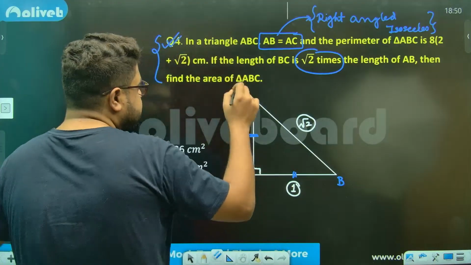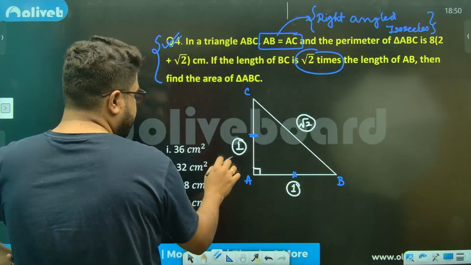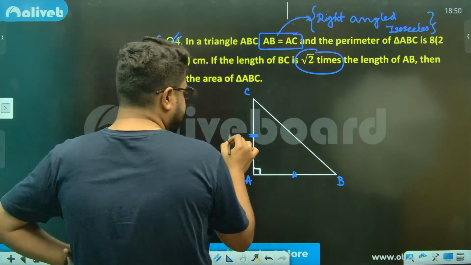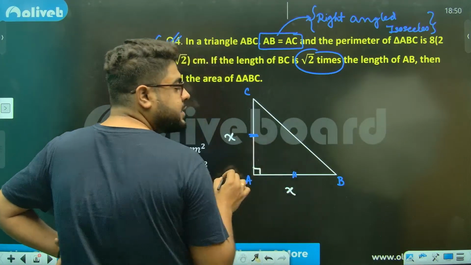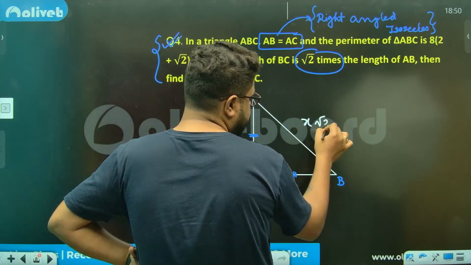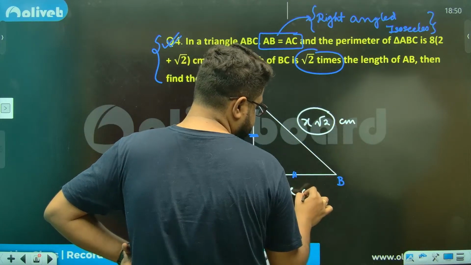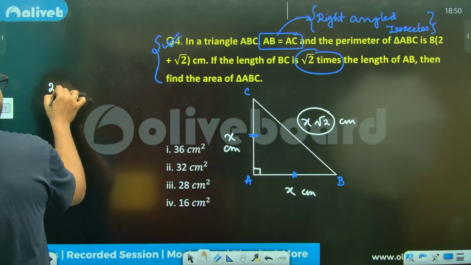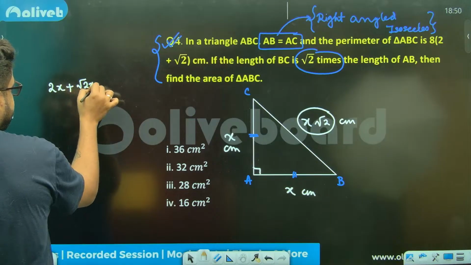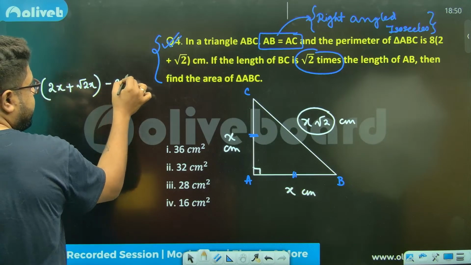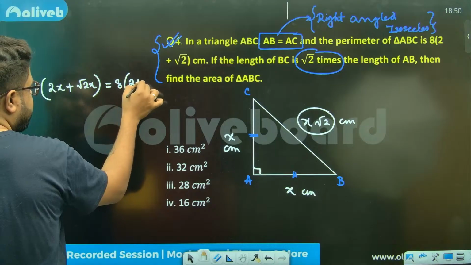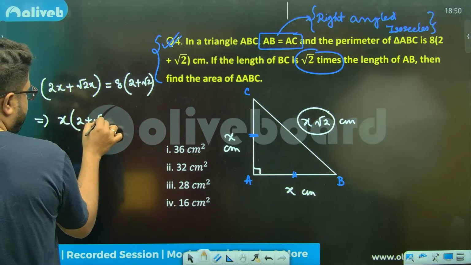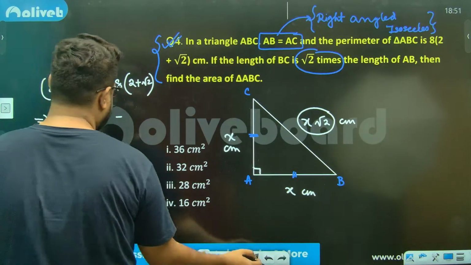Now what do you do? Sir, the perimeter is given. So again, you cannot just take this; walking like this is not really very good. So I'm just taking this as x, this as x. So this will be x root 2 centimeters. Ultimately, what is the perimeter, sir? x plus x plus root 2 x. This is given as 8 into 2 plus root 2. So ultimately, x into 2 plus root 2. Arre yaar, again a mistake.